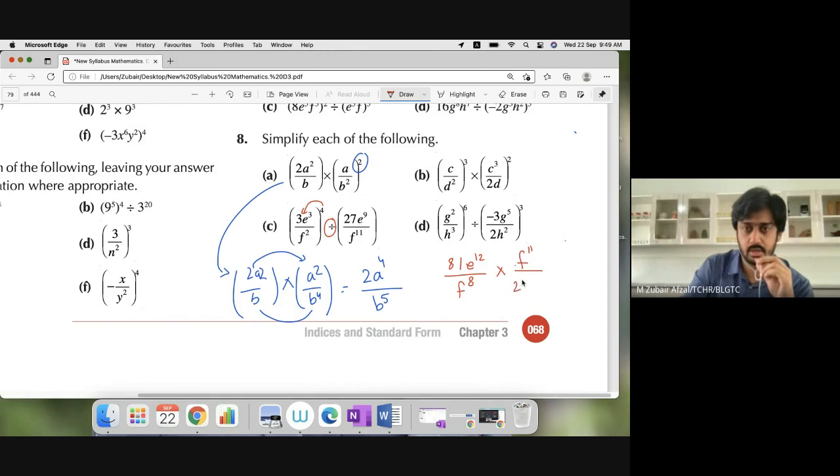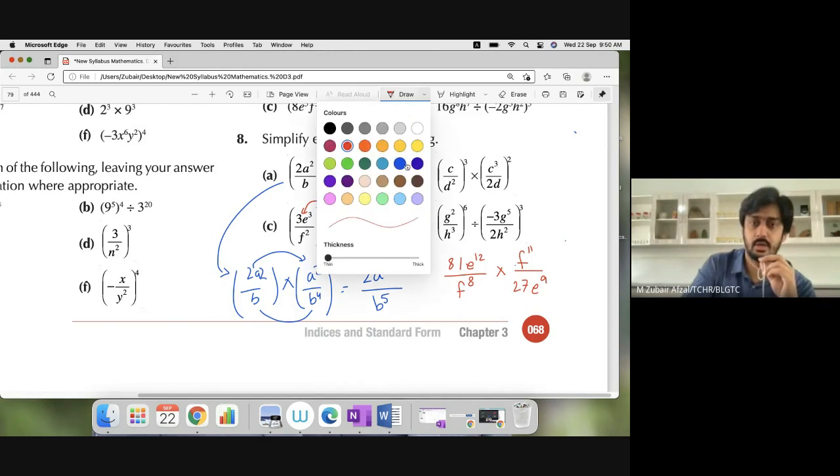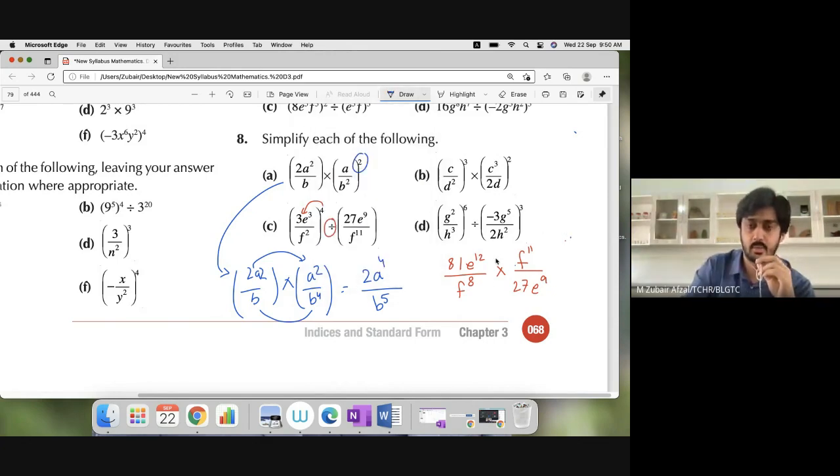We also call that reciprocal. Now if you can see, we have one e in numerator, one in denominator. These are 9 powers of e. You cancel these 9 powers, with 9 powers 3 are left. We cancel these 8 powers of f, and 3 are left. So we are left with 81 f3 e3, and in denominator 27.